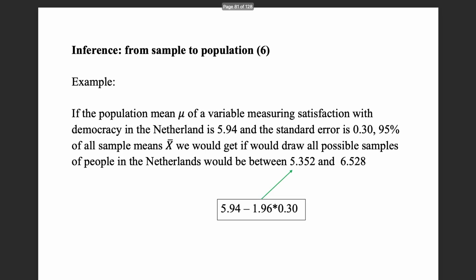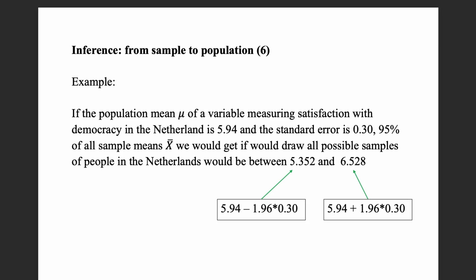Why? Well, we just fill in the formula. The population mean mu is 5.94, and we know that 5.94 minus 1.96 times the standard error, which we know in this case to be 0.3, will give us the lower bound on that 95% within the normal distribution, and 5.94 plus 1.96 times the standard error of 0.3 will give us the upper bound.